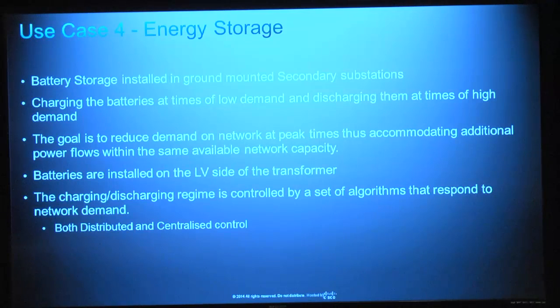The fourth use case was about battery storage, and in particular, installing them at the ground-mounted secondary substations was where they were looking at deploying it. Basically, charge the batteries up during low demand time, discharge the batteries during high demand to provide extra voltage support to that part of the network during times of high demand. Batteries were always installed on the low voltage side of the transformer, and they were always hosted at the transformer. The charging and discharging regime was controlled by algorithms responding to network demand. So basically pre-programmed into the system.